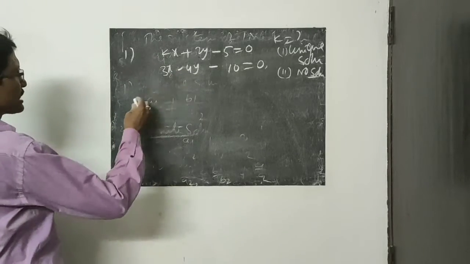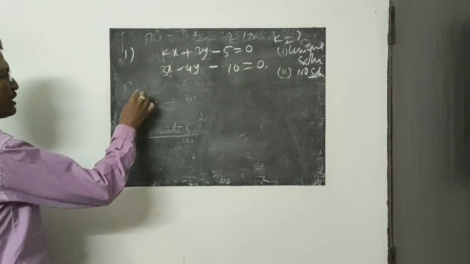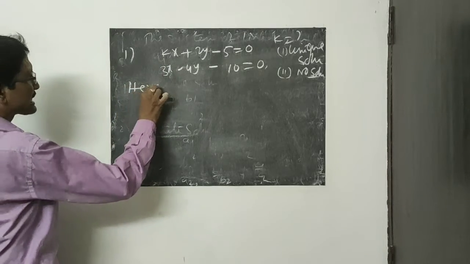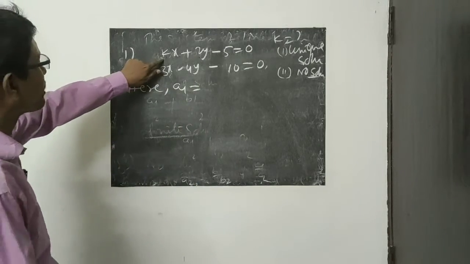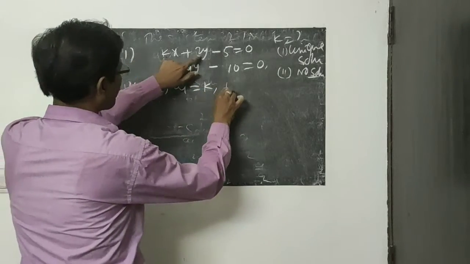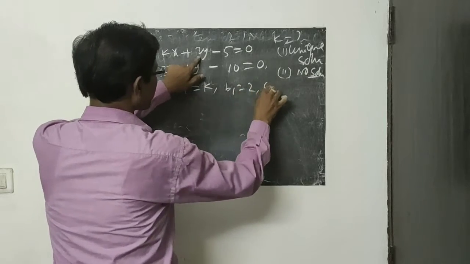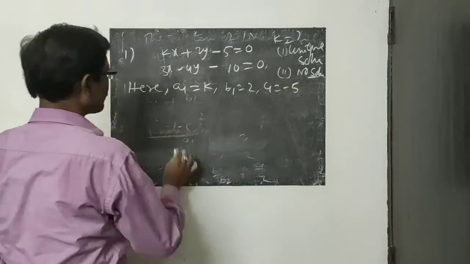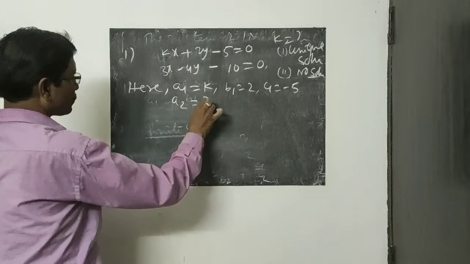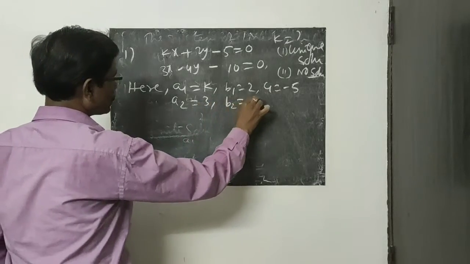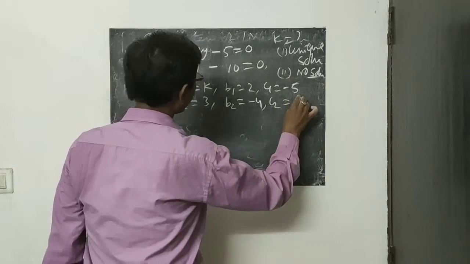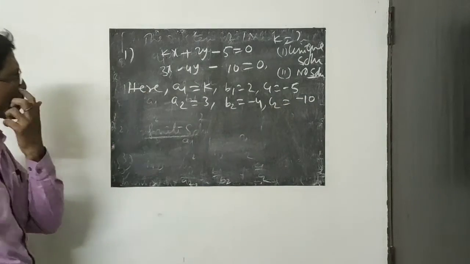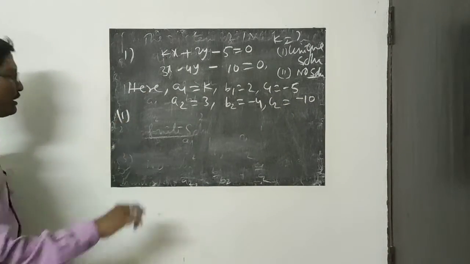From the given equations we get a1, the coefficient of x in the first equation, equal to k; b1 equal to 2; c1 equal to minus 5; a2 equal to 3; b2, the coefficient of y, equal to minus 4; and c2 equal to minus 10. Now one by one.